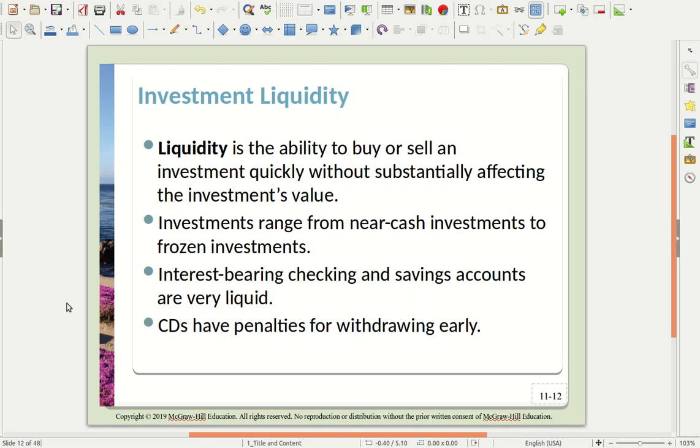Liquidity is the ability to get cash quickly. So you're talking about checking accounts, savings accounts, things like this, so that you can get that stuff right away. If you do some CDs and you try to cash them in before they are due, you're going to pay a penalty on those. It could be the interest only, or it could be a portion of the principal.